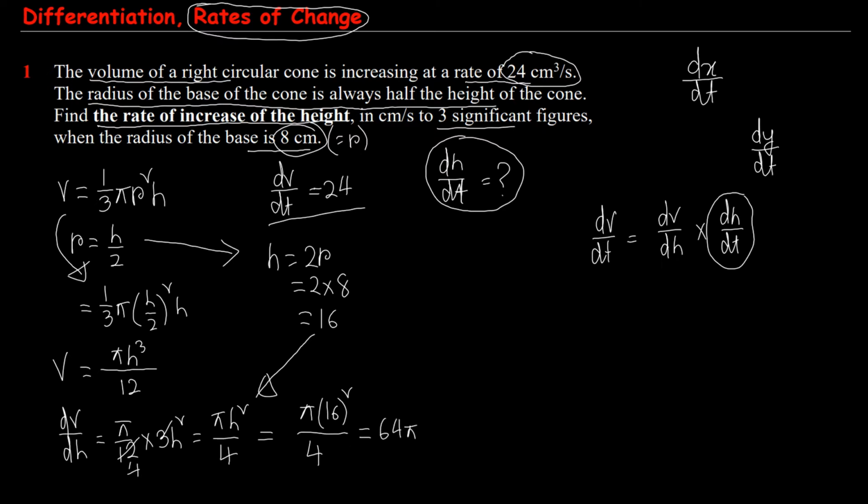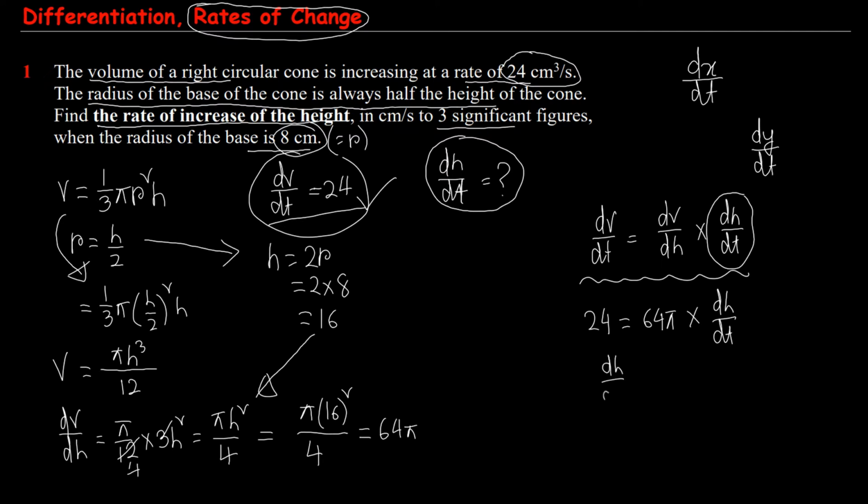So now we are going to put in our values and make dh by dt the subject. dV by dt is 24. Let me put 24 equals dV by dh, we got 64 pi, into dh by dt. Now make dh by dt the subject. So our final is 24 divided by 64 pi.